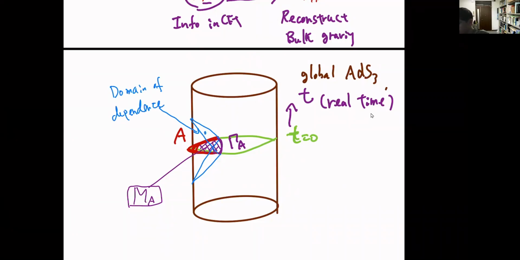Because this looks spacelike, information cannot come from outside of MA. It's all timelike geodesics connected to MA. So we have this blue region, and this blue region looks like a kind of wedge. It really comes from here, and this is exactly what people call the entanglement wedge.